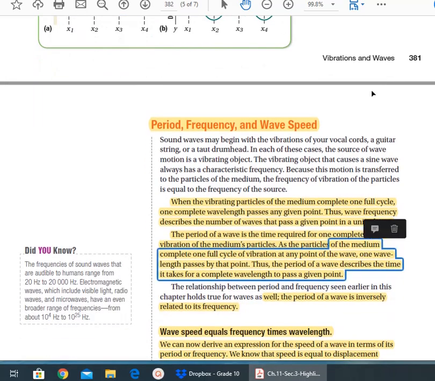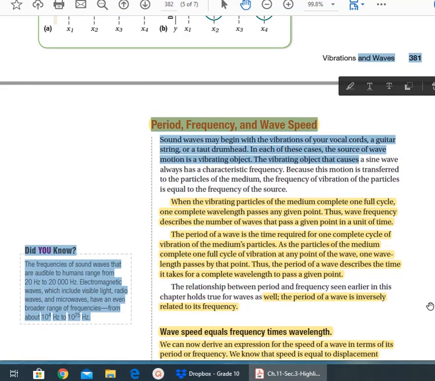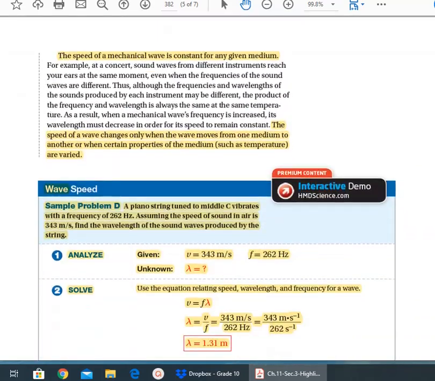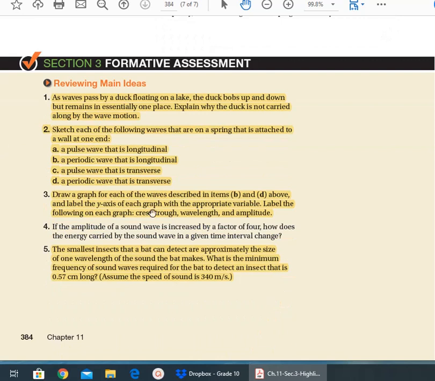At the end you are required to highlight the book according to the highlighted parts here and to solve formative assessment questions as well.